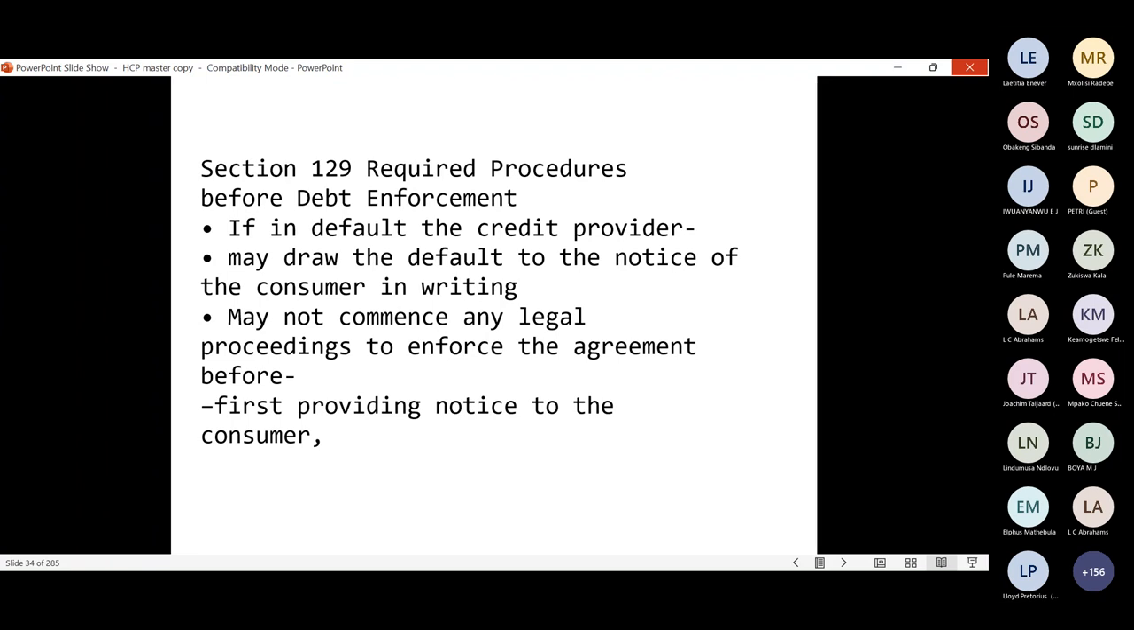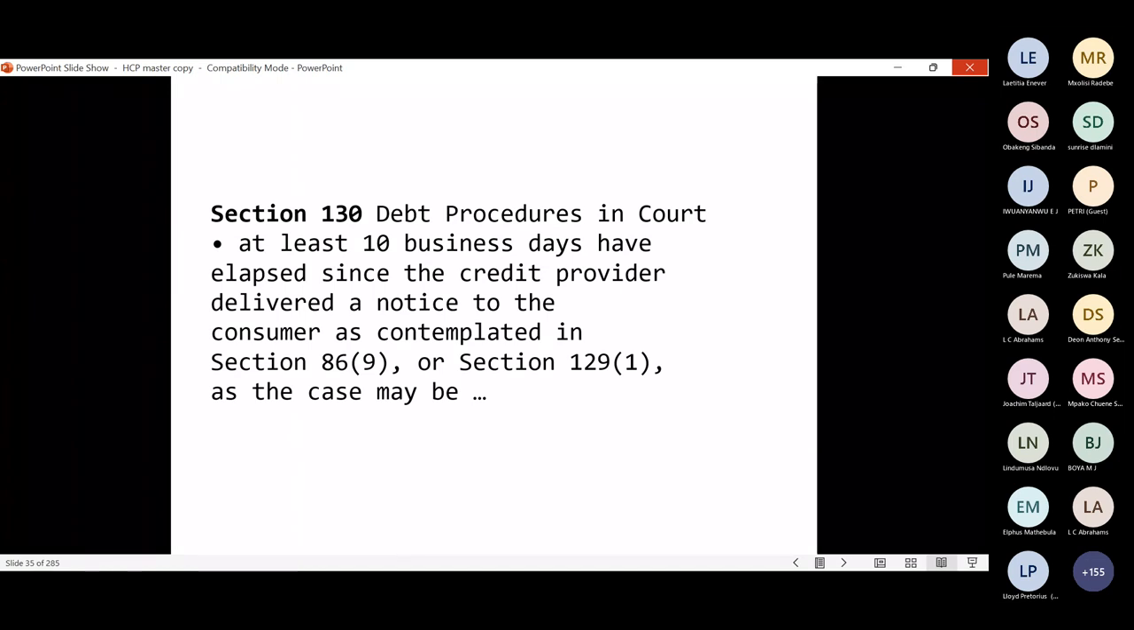And if they exercise one of those options, then you can't issue summons. If they say, I'm going for debt review, or I'm going to the credit ombud, or if you agree on a plan to bring the arrears up to date, then you can't issue summons. Right? So at least 10 business days must have elapsed if you want to issue summons, since the credit provider delivered a notice to the consumer as contemplated in those sections of the Act.